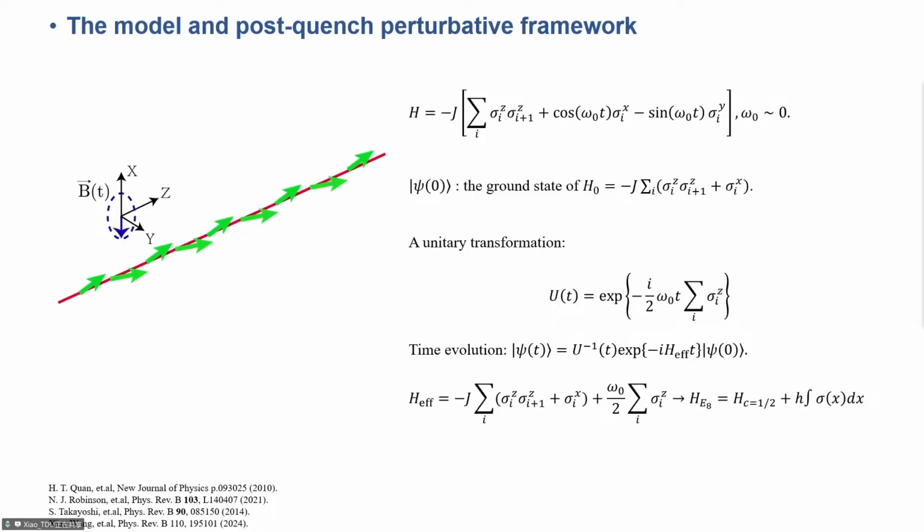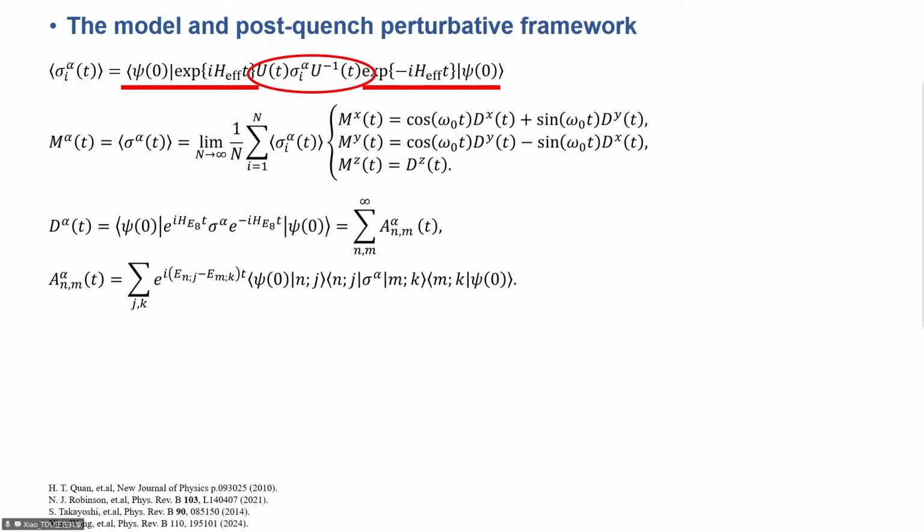However, now the time evolution process becomes that I have the H effective, which is the lower digit sector, a quantum Ising integral model, quench from the initial state. The initial state in the lower digit sector is a ground state of the central charge one-half conformal field theory. With this additional unitary transformation, this is sigma I alpha t. And I can first use the Schrodinger picture.